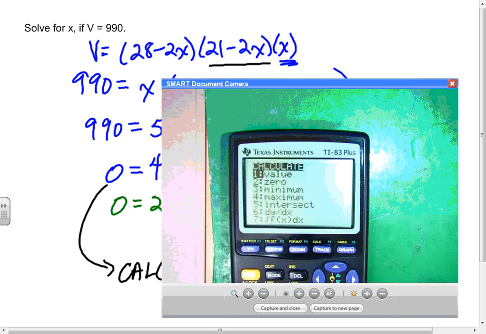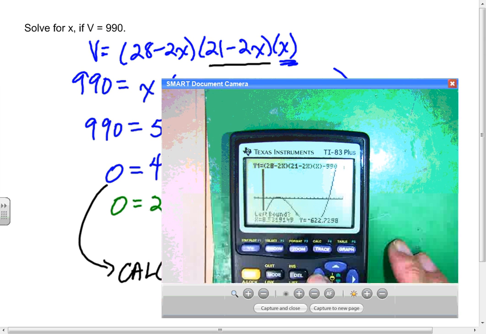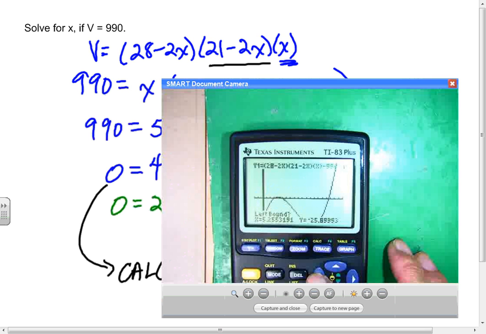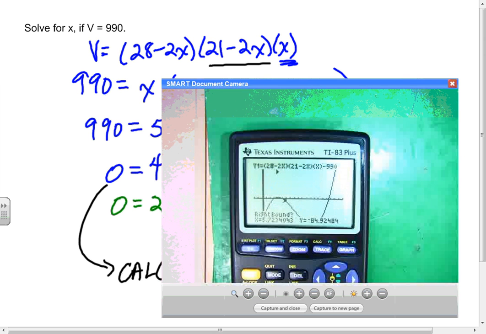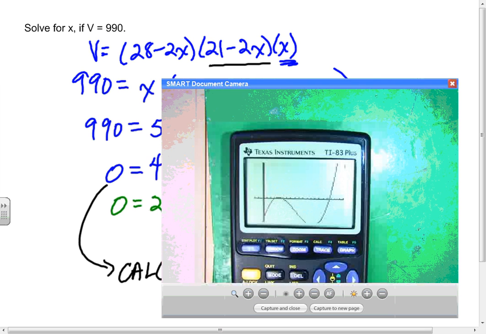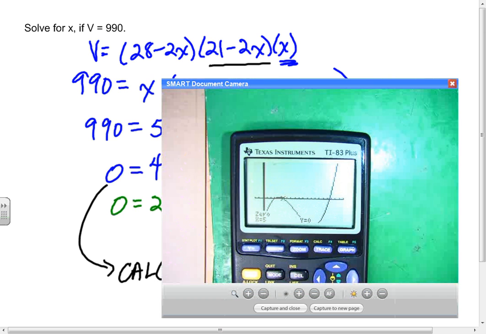But we can get that exactly by looking at zeros. So one of my zeros is this one. I'm aiming for the one that I expect to be 5. So I'm going to the left of it, then to the right of it, and hitting enter. And there is the exact answer, 5, which is my answer to that equation when I've set it equal to 0.